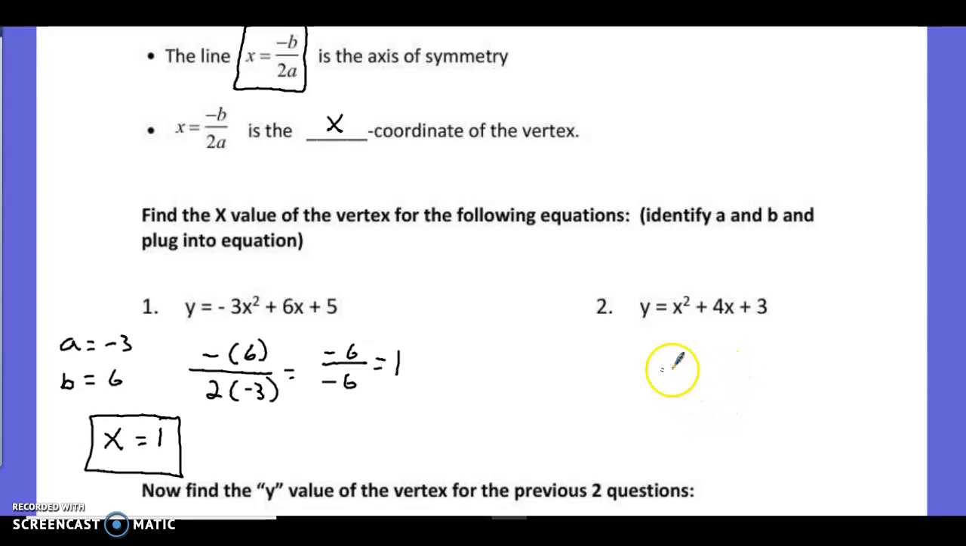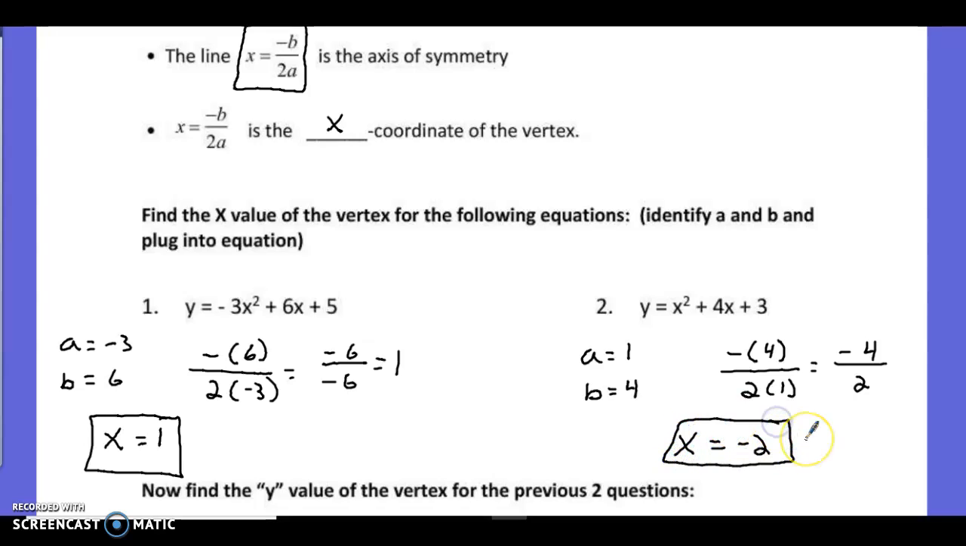Over in problem 2, we have to identify our a and our b. So our a, in this case, equals 1. Remember, if there's nothing there, you assume it's a 1. And our b equals a positive 4. So we use our formula again, negative b, so negative, and then in parentheses I put the 4. I always put these in parentheses because if my b was negative, you would see that it would turn out to be a positive when you type it into your calculator. On the bottom, we have 2 times a, which is 1. So this becomes negative 4 over 2, which is just negative 2.